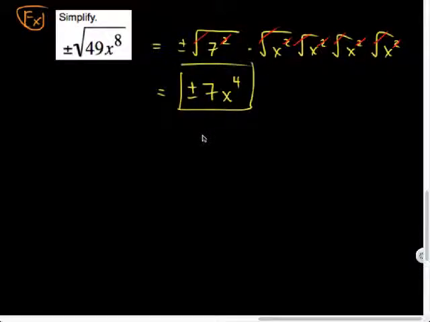The other way I could have done this problem is to break this up into the largest perfect squares possible. So the square root of 49, I actually knew that was a perfect square. X to the 8th, maybe you just happen to know, or maybe we could write it this way: x to the 4th all squared.